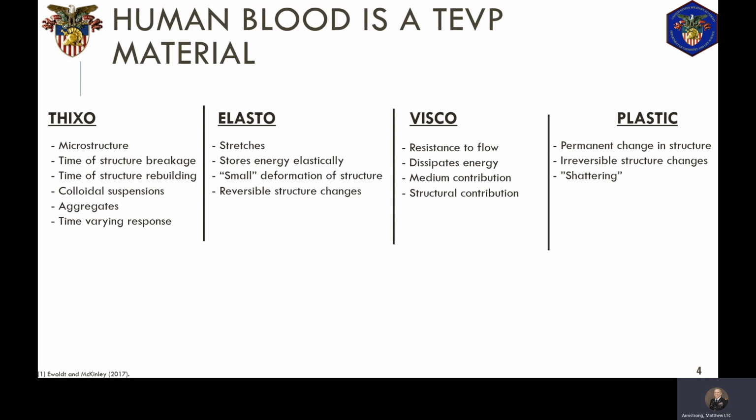At low shear rates, elasticity refers to the stretchiness of the rouleau. The viscosity refers to not only the resistance to flow of the plasma and individual red blood cells, but also the contribution to the overall stress from the viscosity of the rouleau. And then the plastic refers to the irreversible breakage of the rouleau as they undergo shear stress.